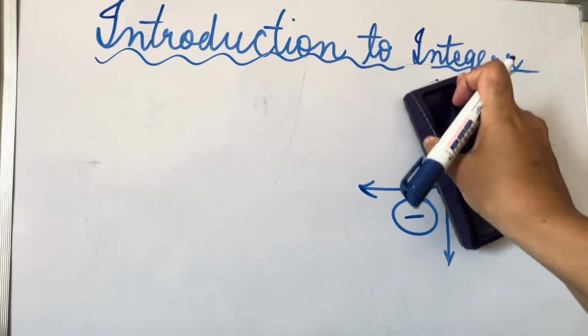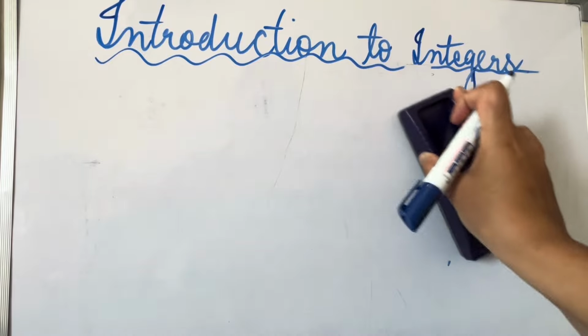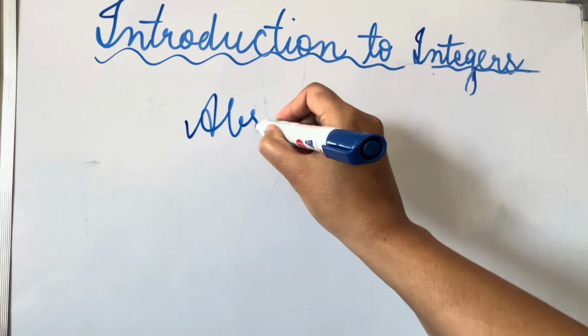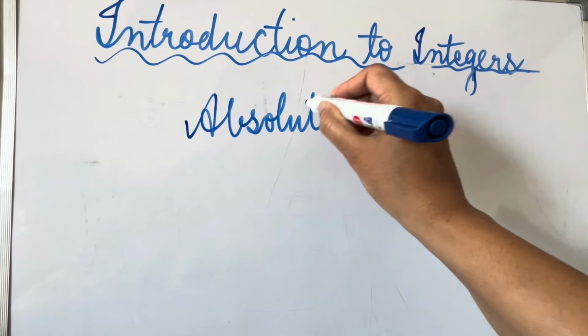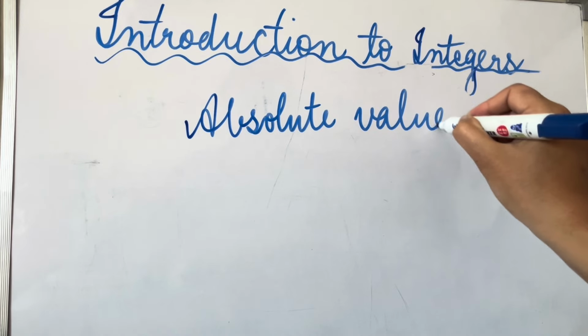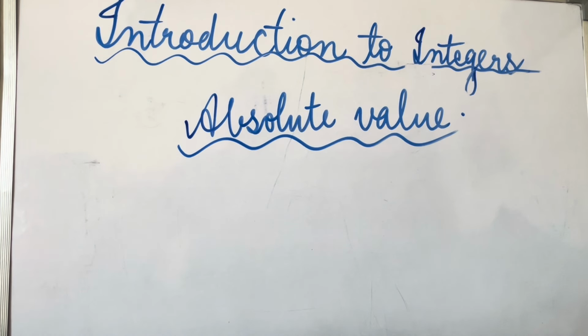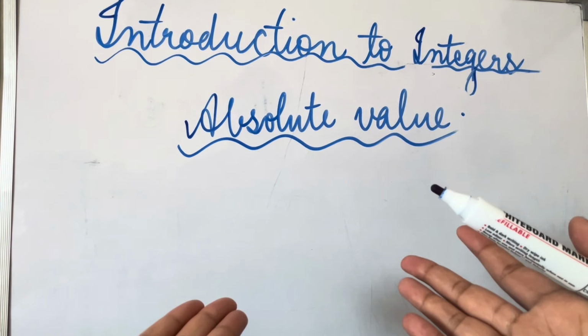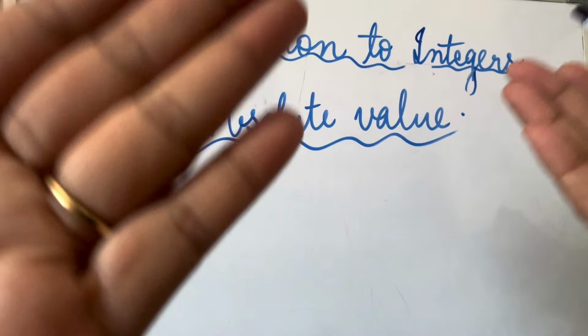Before discussing situations, I must talk about one other thing, that is absolute value of integers. Absolute value means only discussing about value, nothing else. No position, no direction, nothing. Just discussing about the value, the numbers that we are using with integers.